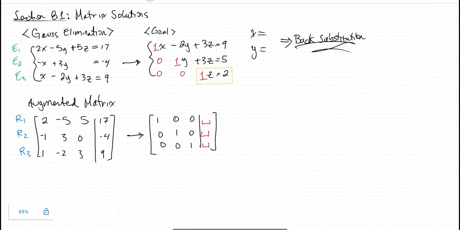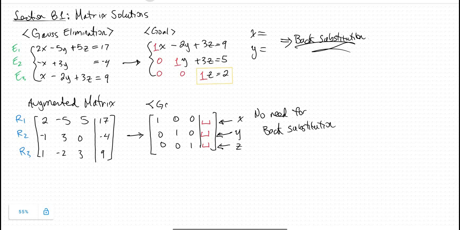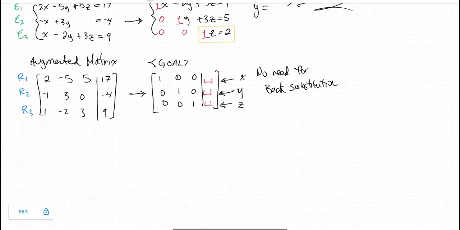So you don't have to come back and do back substitution. That one is x, y, and z. So no need for back substitution. You would be done in this case. All right, so this is going to be our new goal: to get all the ones and all the zeros. The good news is it works exactly the same way.